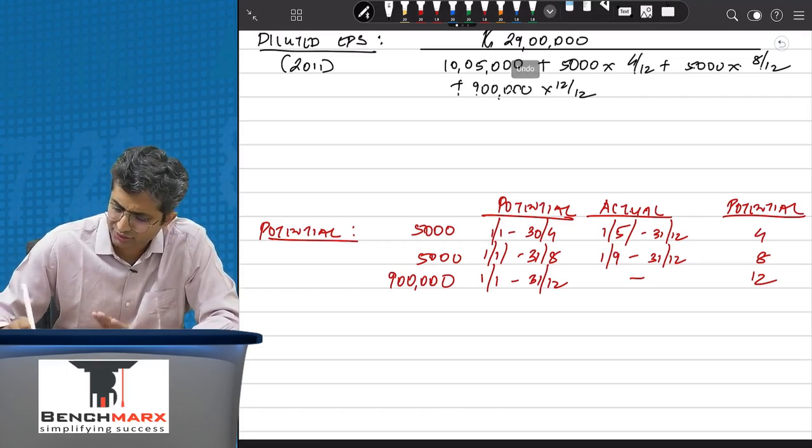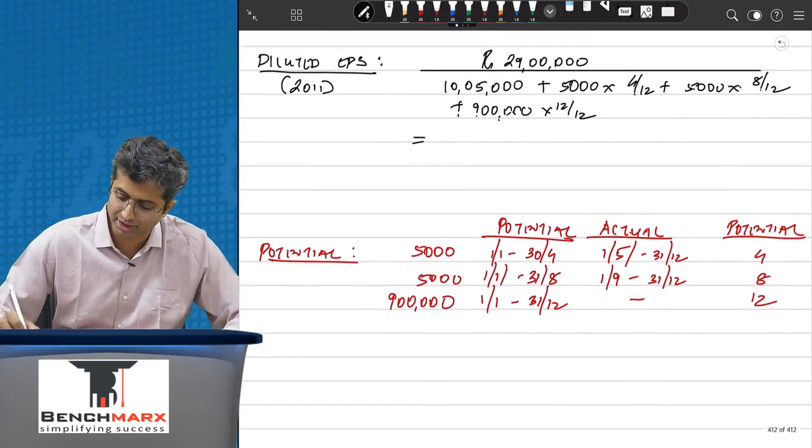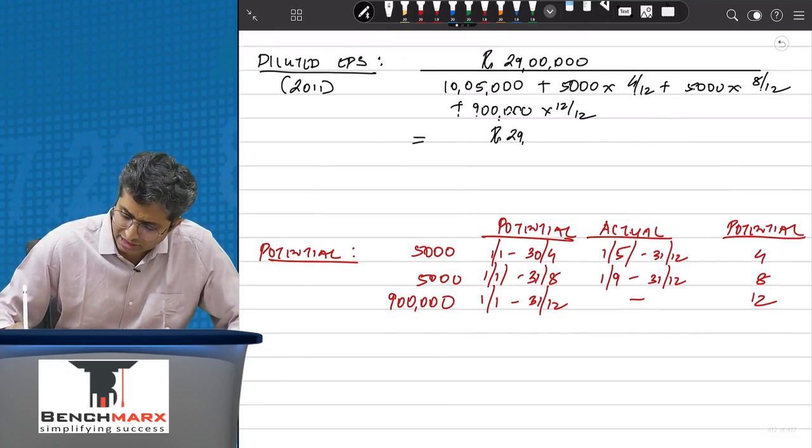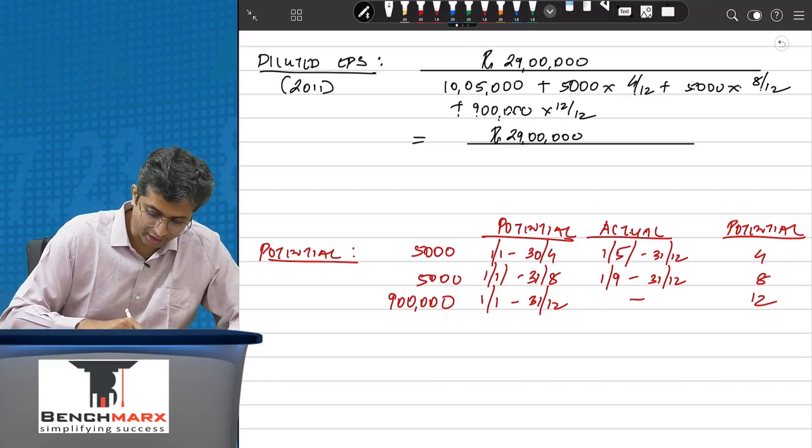Achha, we are just doing this for total operations. We are ignoring the continuing and discontinued operations as we have been instructed in the question. We have added that. So this is 29 lakhs upon, let's say, this is 10 lakh.